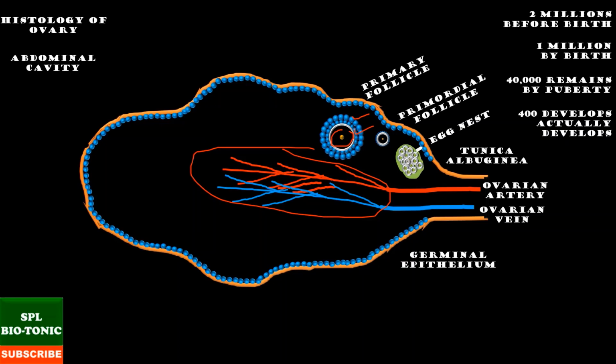Now, this is the structure of secondary follicle. In this case, follicular cells get differentiated into inner corona radiata and outer discus proligerus. Theca layer is added on its outside.